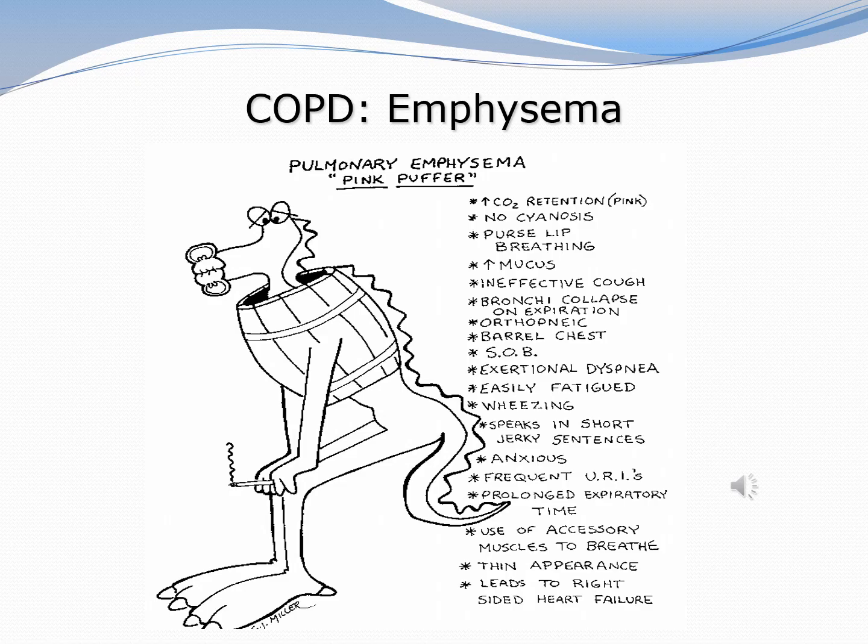The bronchi collapse on expiration, so you're really not keeping very strong lung space open when the patient's breathing out. They're going to have a barrel chest, shortness of breath. They're also going to experience the exertional dyspnea, so it's going to be very difficult for them to do any ADLs. They become very easily fatigued. You'll hear wheezing in these patients. They're not going to be able to speak in full sentences.